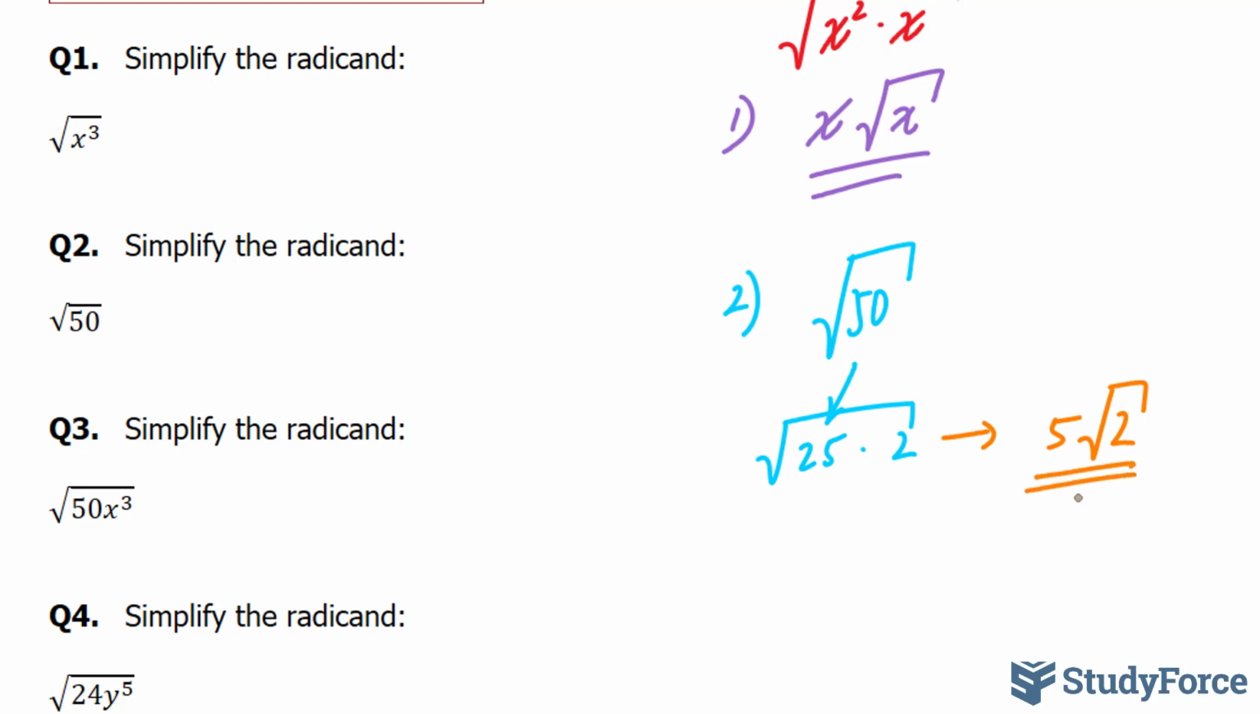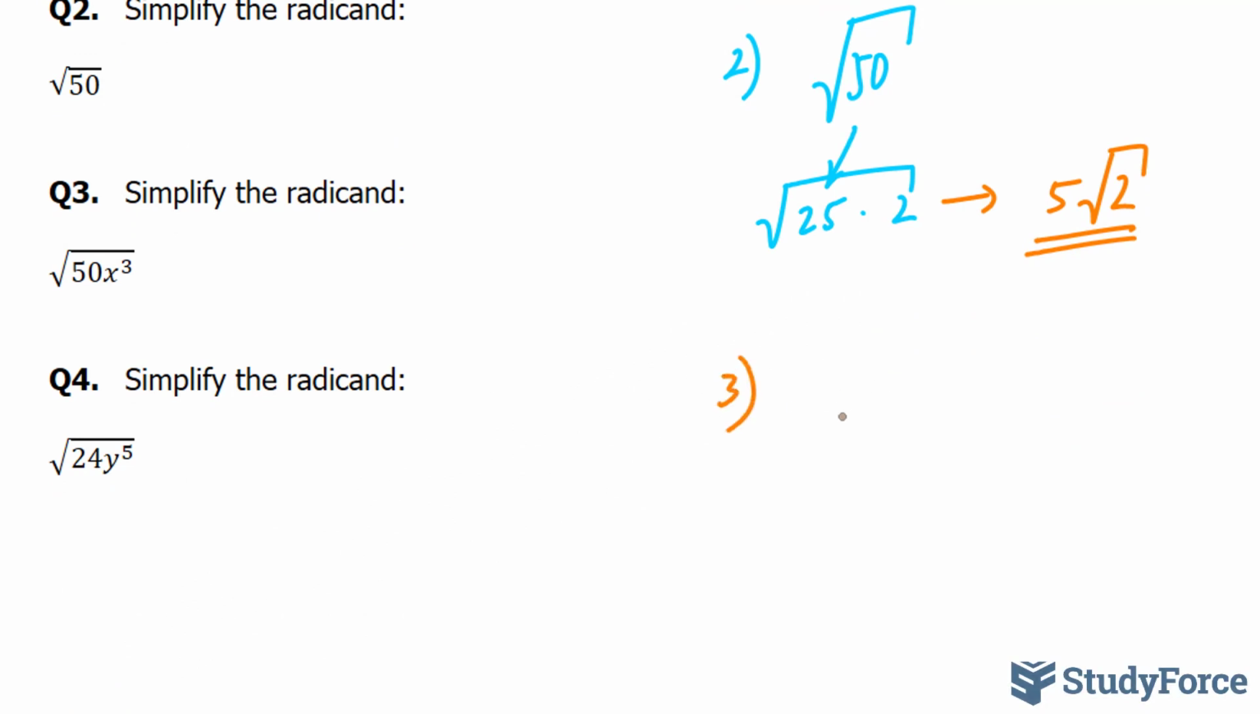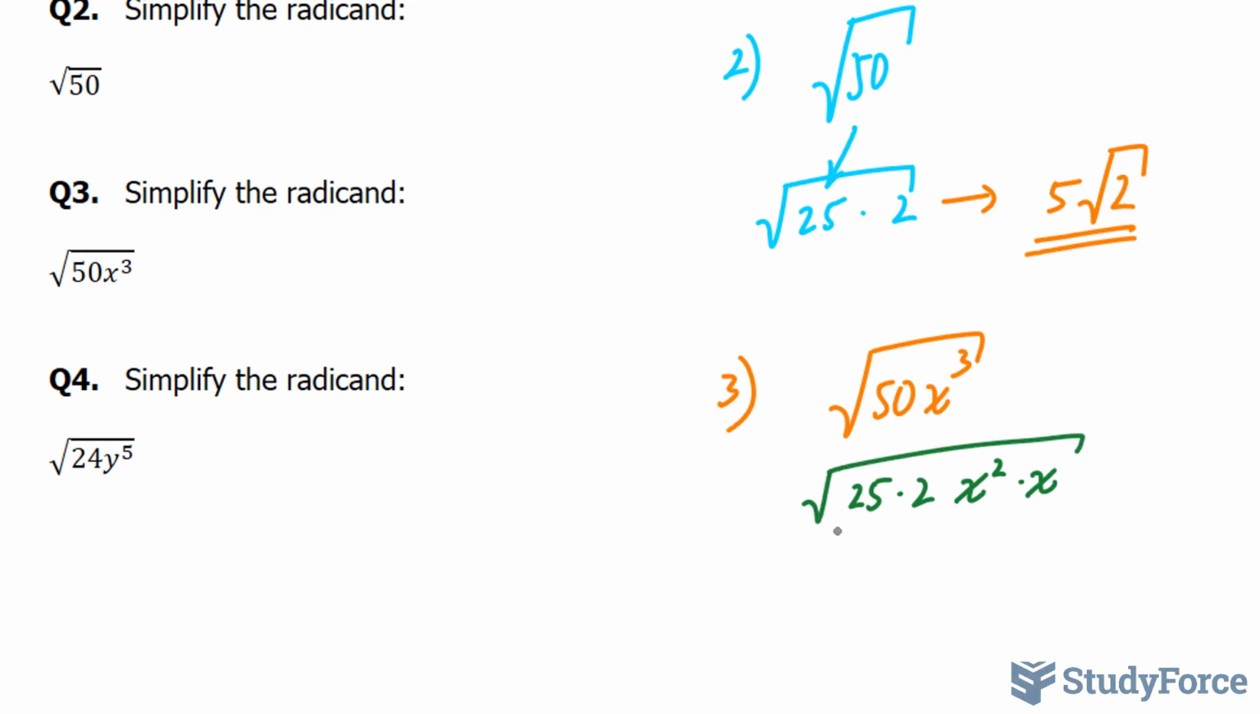In question 3, we have the square root of 50 times x to the power of 3. This is essentially a combination of question 1 and question 2. Writing out the question, we have the square root of 50 x to the power of 3. Once again, I'll break down 50 into 25 and 2 and break down x to the power of 3 into x to the power of 2 and x. This is a perfect square. This is a perfect square. This reduces down to 5. This reduces down to x. And what doesn't get reduced are the 2 and the x. That expression right there is the simplified version.